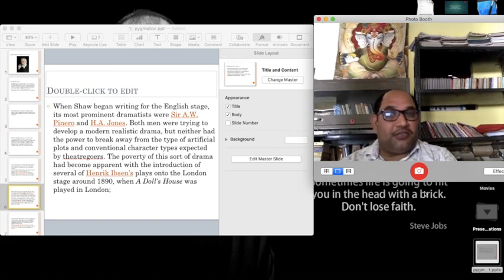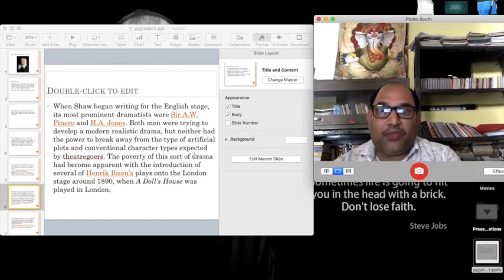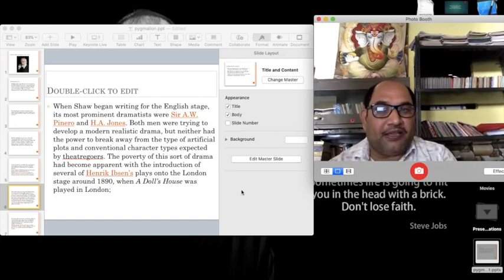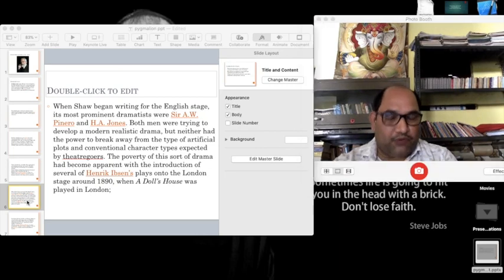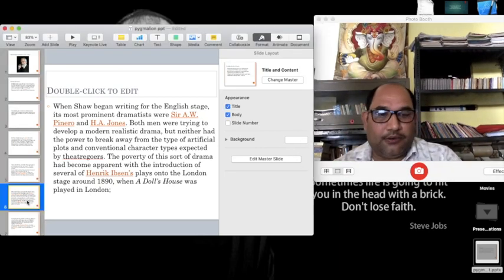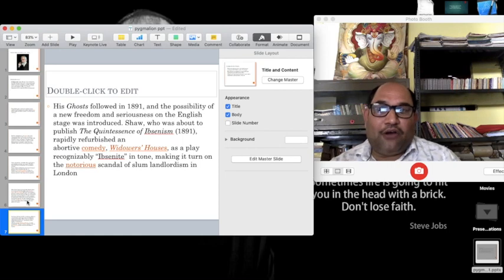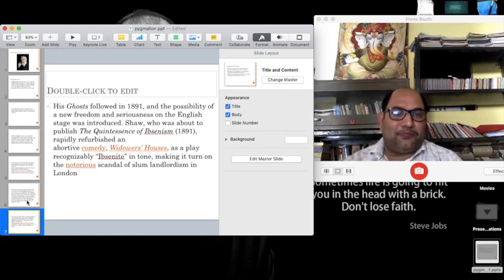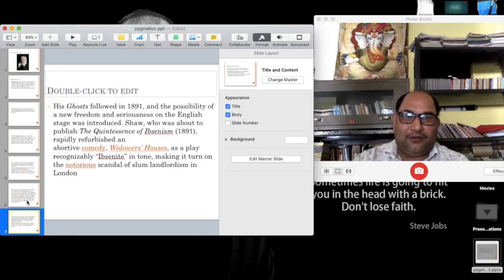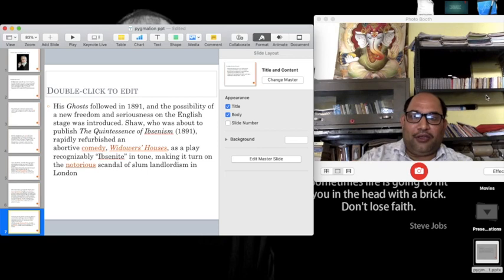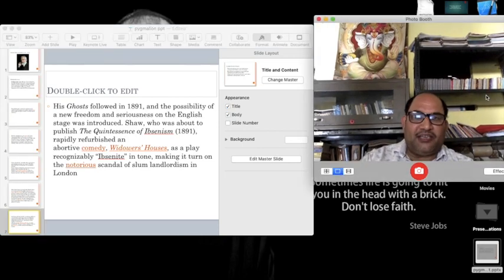Now, the poverty of this sort of drama had become apparent with the introduction of several of Henrik Ibsen's plays onto the London stage around 1890, as I have just told you. Now, Shaw, as I have just said, wrote his plays under the influence of Henrik Ibsen. And you must read Shaw's The Quintessence of Ibsenism, which was published in 1891. So we find the influence of Ibsen there.